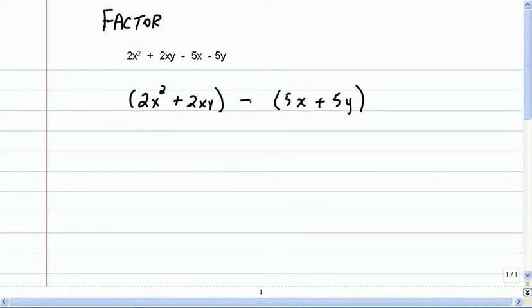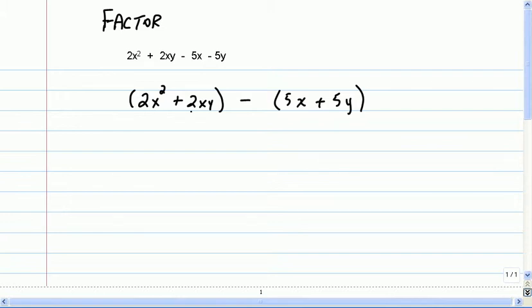And that's because if we wanted to go back to the original polynomial, the negative sign would distribute all the way through, giving us from here to here negative 5x, and from here to here negative 5y. So the rule of thumb there is when there's a negative sign in front of a group, watch the signs inside the parentheses.